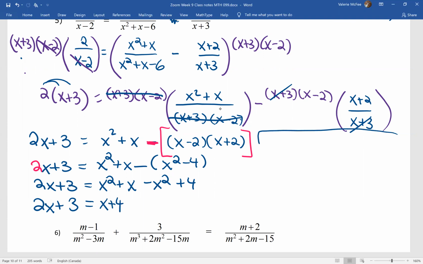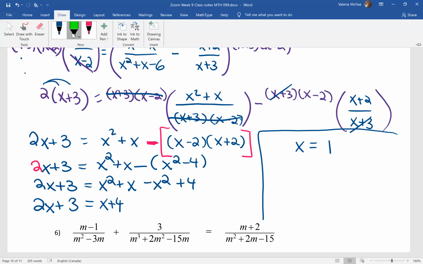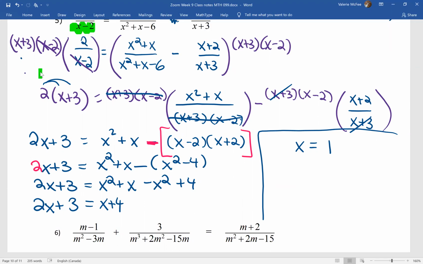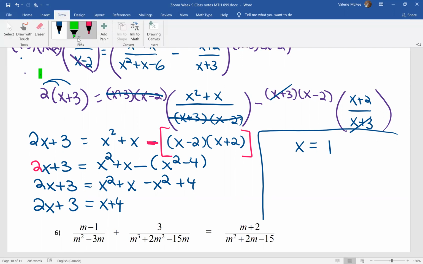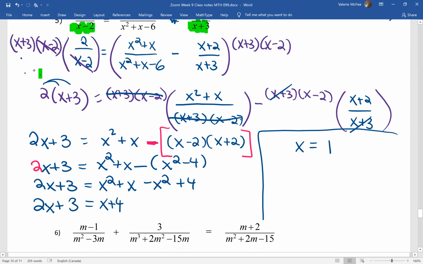Let's finish it over here. I have some room on the side. Subtract x from both sides. Subtract 3 from both sides. We see that x equals 1. Of course, we want to check our restrictions. And I have x, 2 factors with x. We see that x cannot equal 2.